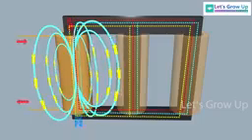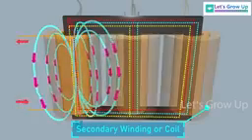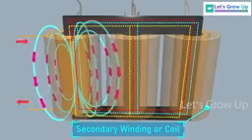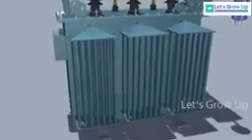As this flux is continually changing its amplitude and direction, there must be a changing flux linkage in the secondary winding or coil. According to Faraday's law of electromagnetic induction, there will be an EMF induced in the second winding. If the circuit of this secondary winding is closed, then a current will flow through it. This is the basic working principle of a transformer.